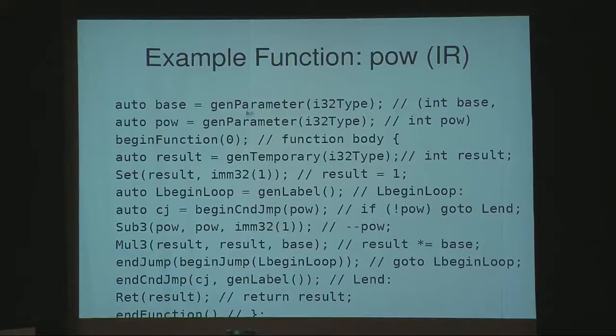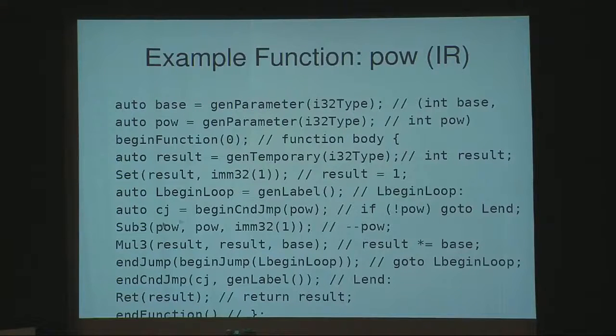It's really, really easy. You just say base is gen parameter, which is the same as saying int base. You have a second parameter, int pow, then you begin the function body, you make the result temporary, set it to 1, then you store a label for your while loop. If the power is 0, you go to the end where you return the stuff. Here's the end label.